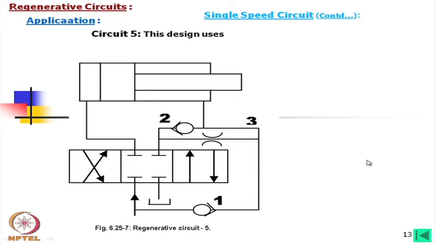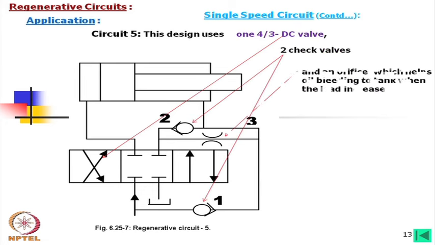Now, in this case again, the same valve, but instead of a shuttle valve, we have used two check valves, 1 and 2, and also there is a flow restrictor. So definitely this is regenerative plus something, maybe. We can analyze this, but let us see what valves are there. 4 by 3 DC valves, 2 check valves, and an orifice which helps oil bleeding to tank when the load increases. What happens?